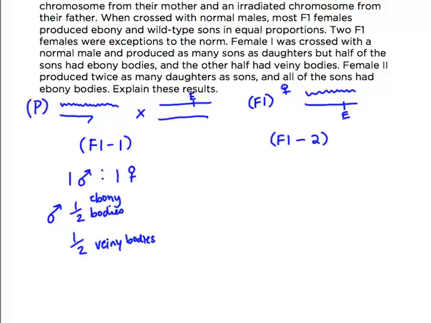Now, the F1-2, the second female, when crossed with a normal male, produced twice as many daughters as sons. So we can write 1 son to 2 daughters. And all of the sons had ebony bodies, so for the sons, 100% were ebony. Now it wants us to explain these results.